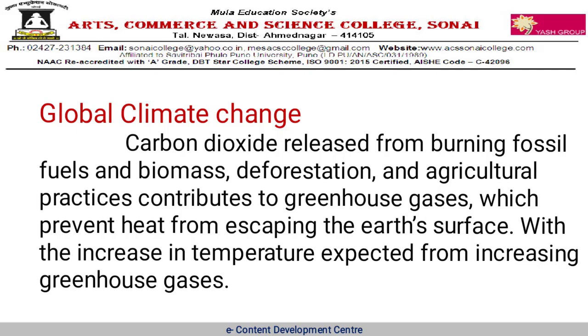Sometimes drought has a significant impact on biodiversity. In global climate change, the gas carbon dioxide released from burning fossil fuels and biomass, sometimes deforestation and agricultural practices, contribute to the greenhouse gases, with increasing temperature expected from the increasing greenhouse gases.